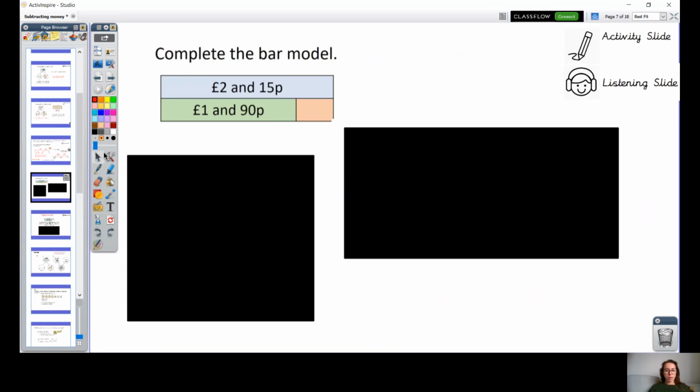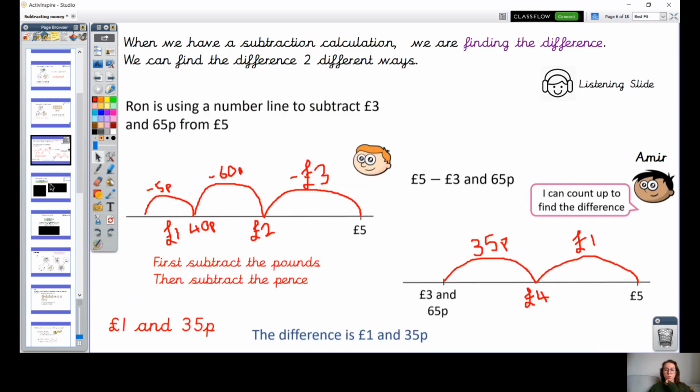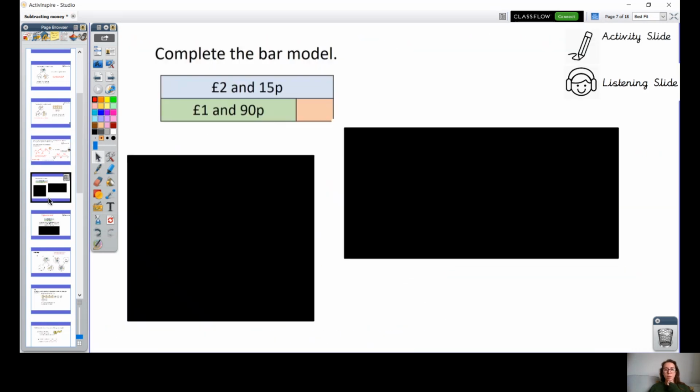So let's go to the next slide. This is an activity slide, or it could be a listening slide. If you're feeling pretty confident about your number lines, which I know some of you will be, can you have a go at answering this question here? What's the missing number using a number line? So do that now if you're feeling confident. If you think, oh, I think it would really help me to hear another one being done, please carry on listening. So your choice, make that decision now.